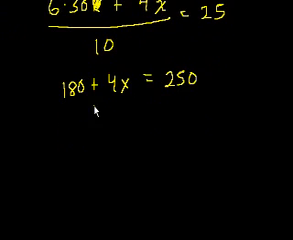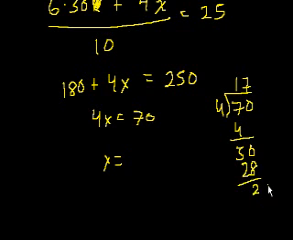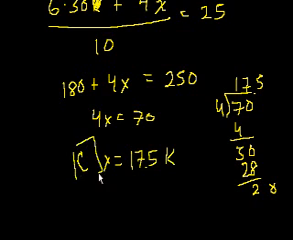All right? 4x is equal to, what's 250 minus 180? That's 50, and then you have another 20, it's equal to 70. And then you have x is equal to, let's see, 4 goes into 70, 4 goes into 7 once. 1 times 4 is 4. Goes into 30. 7 times is 28. Goes into 20. 5 times is decimal. So 17.5, and we're dealing with thousands. So $17,500. And that's choice C.